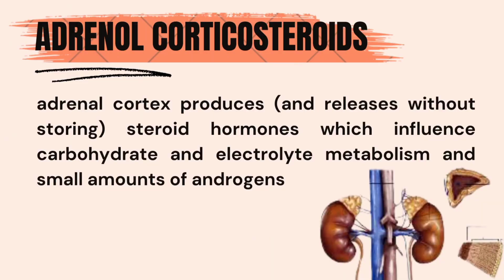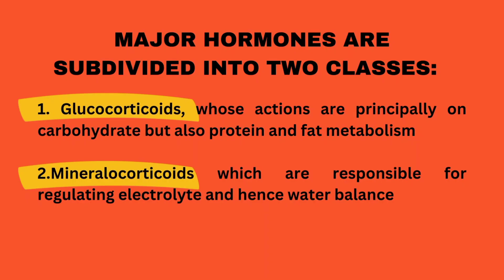Next is adrenal corticosteroids. These are steroid hormones produced by the adrenal cortex which influence carbohydrate and electrolyte metabolism and a small amount of androgens. Major hormones are subdivided into two classes. The first one is glucocorticoids, whose actions are principally on carbohydrate but also protein and fat metabolism. The second one is mineralocorticoids, which are responsible for regulating electrolyte and hence water balance.